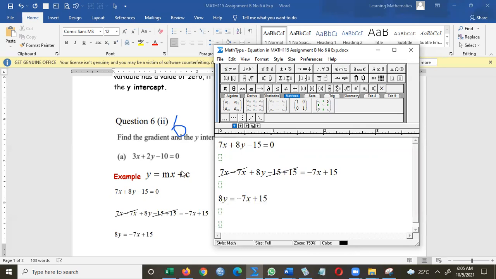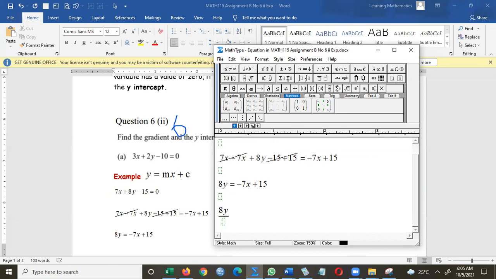Now, as you can clearly see, y is not the subject of the formula yet. Remember, when we say y, we mean 1y, but we have 8y, so we have to divide by 8. I repeat, when we say y, we mean actually 1y. If you divide by 8, then you have to divide each term by 8. So we're going to divide negative 7x by 8, and we have to divide the 15 by 8. Numbers divided by numbers.